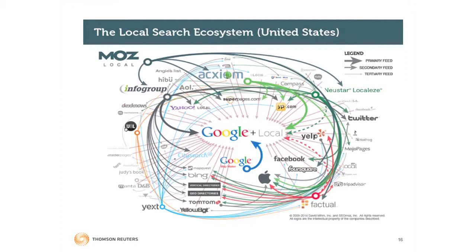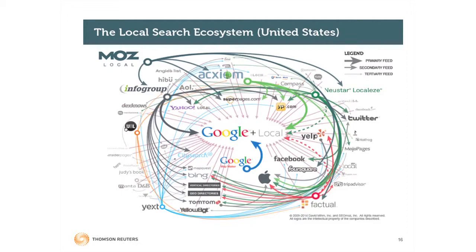So this is the local search ecosystem that David Mihm has created just to sort of visually represent the local search world. So as you can see, everything points back into Google Plus Local, and it probably should be called Google My Business now, but you can see the 4 data aggregators at some of the corners. So Infogroup is in the top left, Axiom is in the top middle, and Neustar Localeze is in the top right, and then Factual is in the bottom right. So you can see the ecosystem is quite a complicated arena, and there's just a lot of information flowing all over the place.